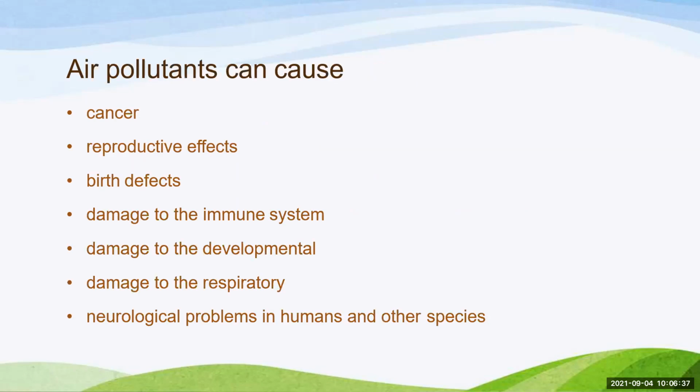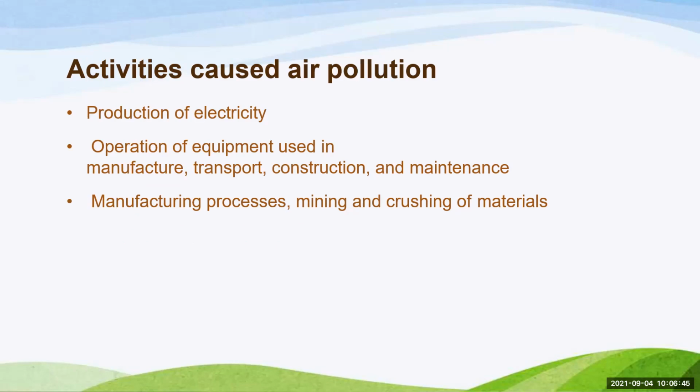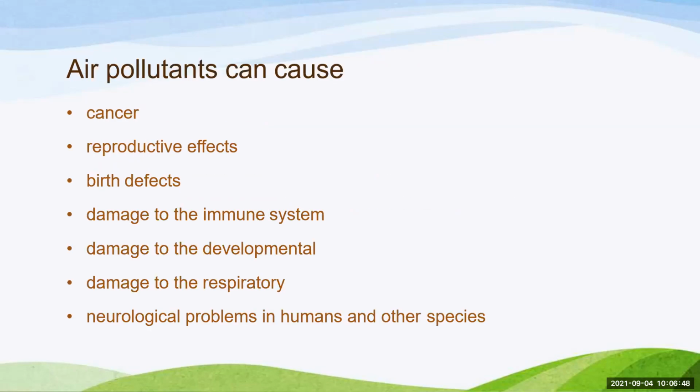Now, air pollution can cause which type of disease from the air pollutants? Cancer. Mining dust you breathe directly settles in your lungs and creates cancer. Also reproductive effects, birth defects, damage to the immune system, damage to development and the respiratory system, and neurological problems in humans and other species. So this type of pollutant directly damages your body's parts.